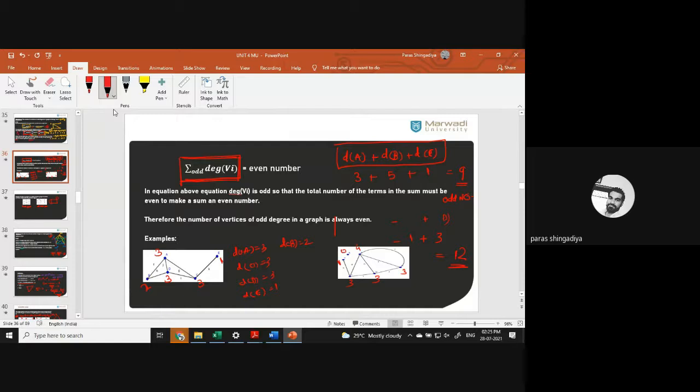Okay. So here we collect the sum of odd values. What is the meaning of this one? It is a sum of odd values, sum of odd degrees. And the addition of this sum of odd values should be an even number. If we consider 3 odd values, 3 plus 5 plus 1, these are odd numbers. What is the addition of 3 plus 5 plus 1? That is equal to 9. So 9 is an odd number.